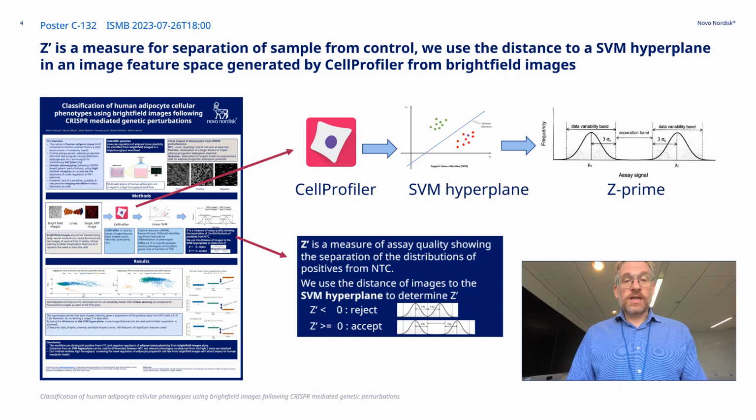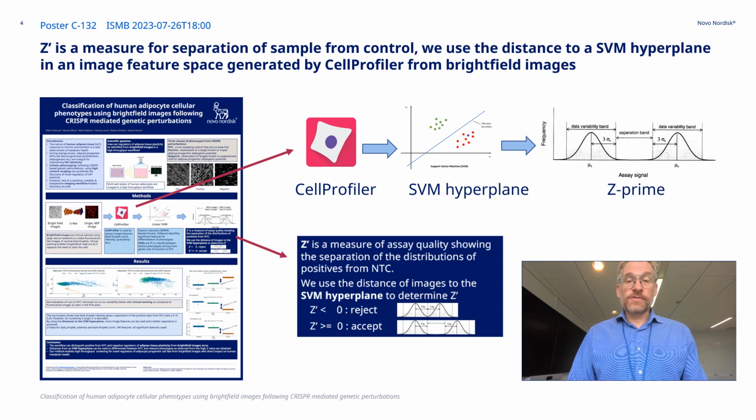In the third step, we calculate the distance to the SVM hyperplane of the positive and of the non-targeting controls. Based on the distances and to quantify how well our metric separates between the classes, we calculate our screening metric, the Z prime value. The Z prime value is a measure of separation of the sample distribution from the control. In our case, the positive regulators from the non-targeting controls.